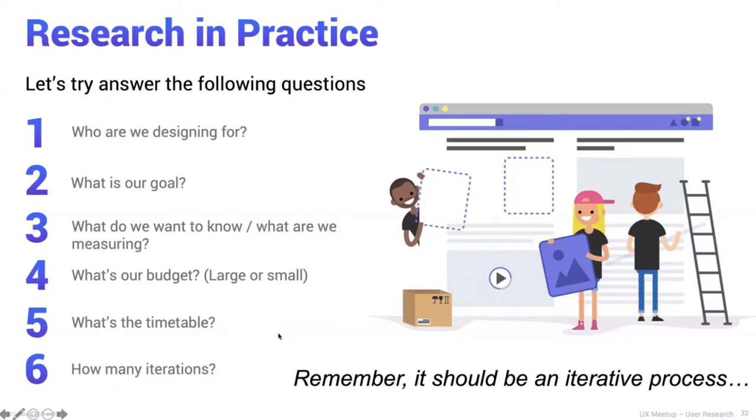Okay, so once we've got the question, typically, I would say, you need to try and answer these questions. There could obviously be many more, but this is what I focus on first. Number one, who are we designing for? Number two, what is our goal? What are we trying to achieve from this user research? What is the output that we want? What answer do we want to get? What are we going to do with this information? It's very important. Yes, we can research user needs, but why? What do we want to do with it, and how are we going to use it? This is about what we want to know and what we're measuring.